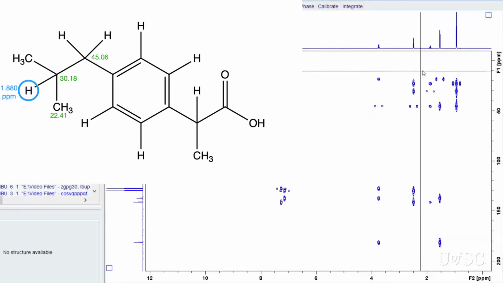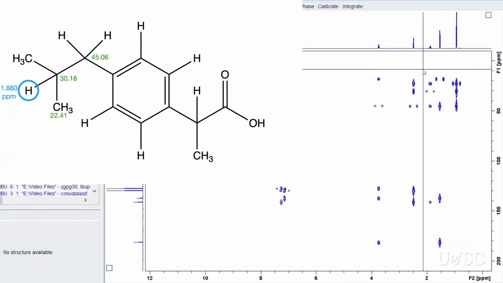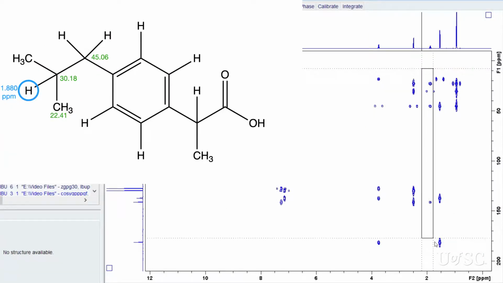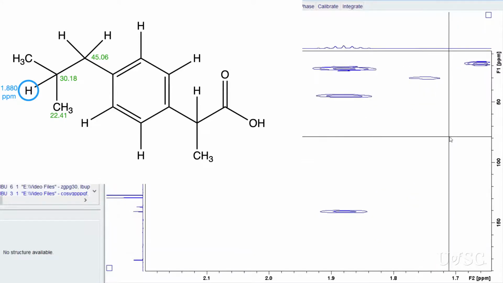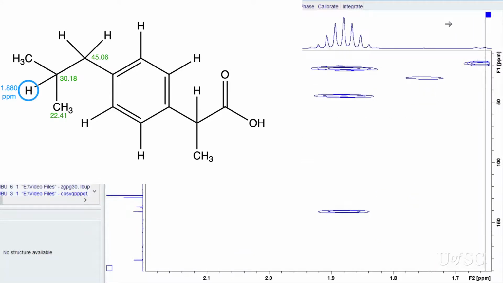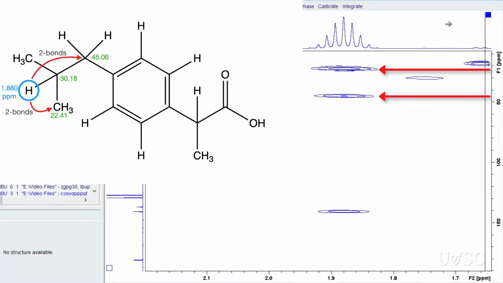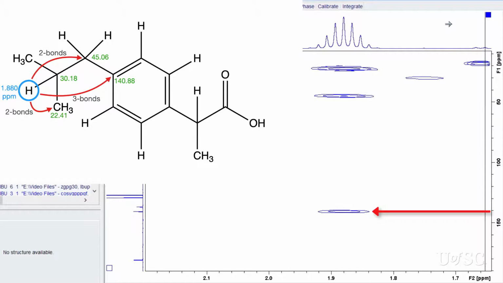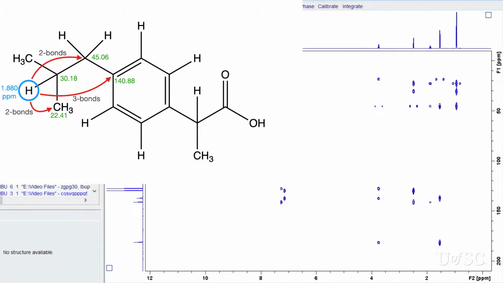The next proton we will focus our attention on is the isopropyl methine. It shows the expected 2-bond correlations to the methyl at 22.41 ppm and the methylene at 45.06 ppm. It also shows a crosspeak at 140.88 ppm. This chemical shift is consistent with an aromatic carbon bound to a methylene carbon.